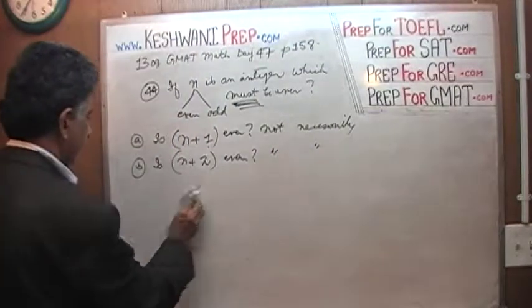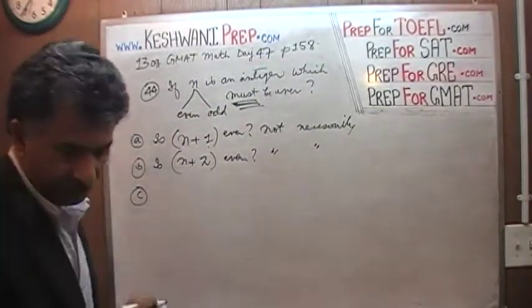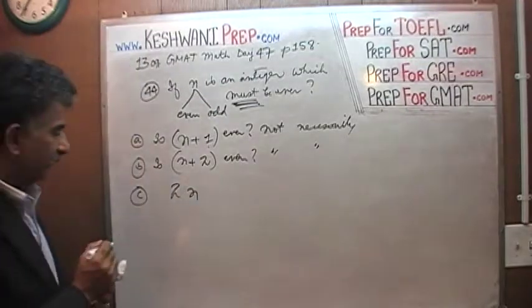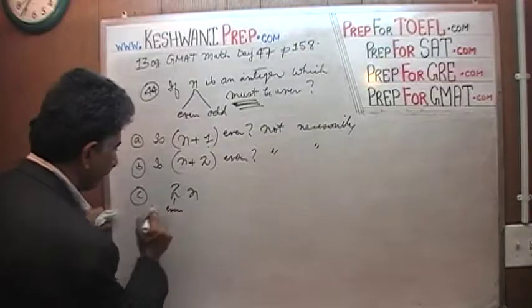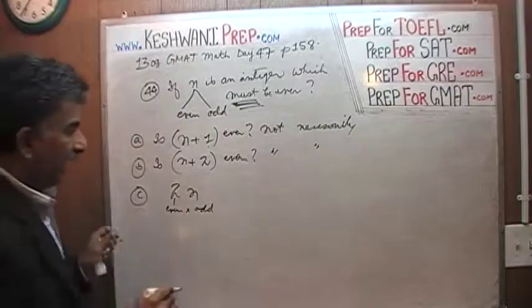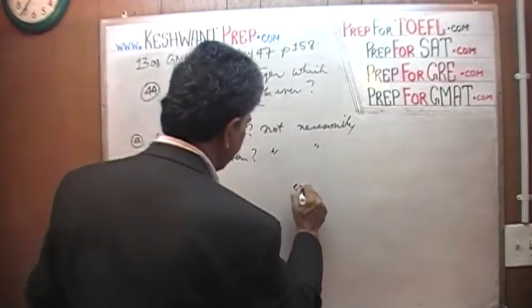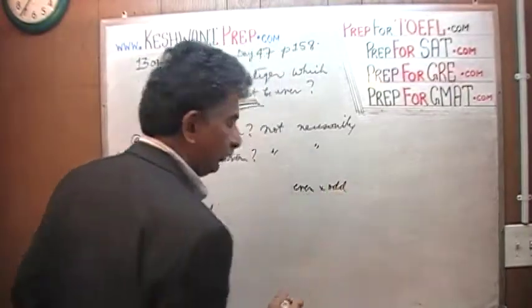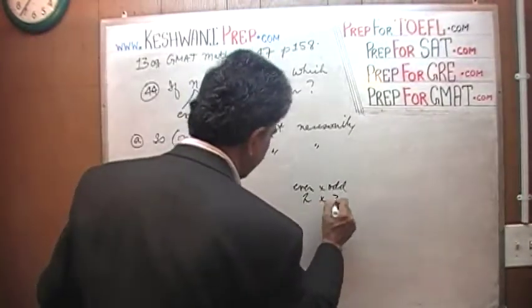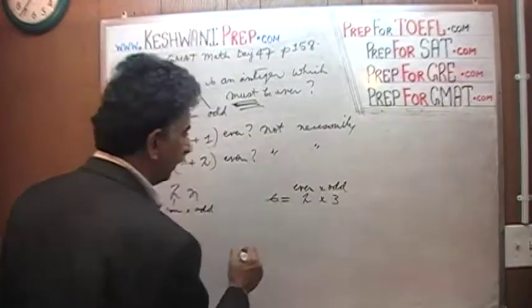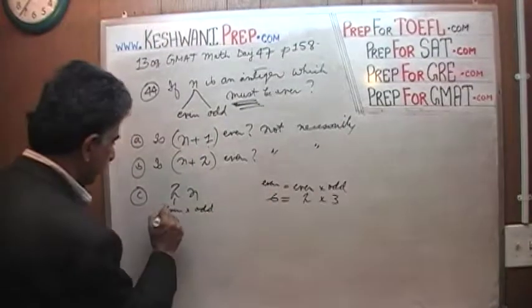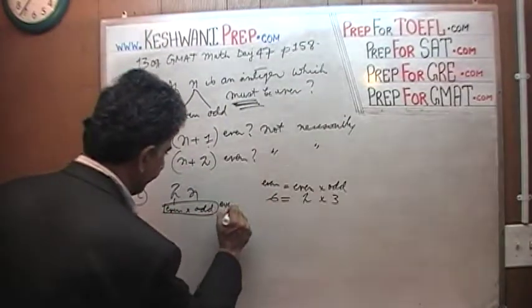Not necessarily. In C, they give us 2 times n. Now this gets interesting. When it's 2 times n, 2 of course is even. What happens if n happens to be odd? Then it's even times odd. You don't have to memorize this. There's no need to memorize it. I never do. Just plug in numbers and find out. 2 times 3 is 6. Voila. So it looks like even times odd is even. So this quantity turns out to be even.